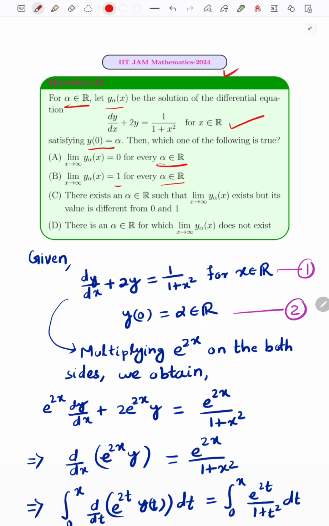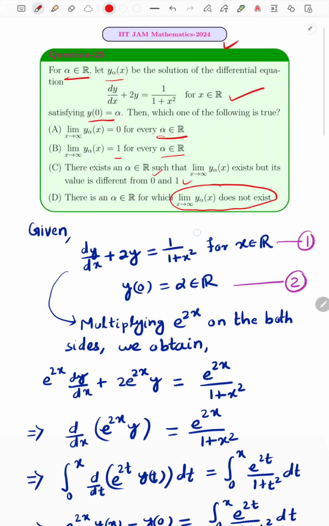The third option says that there exists an alpha so that this limit value is different from 0 and 1. Okay, and the fourth option says that there is an alpha belongs to the real number set so that this limit does not exist. It is the fourth option.